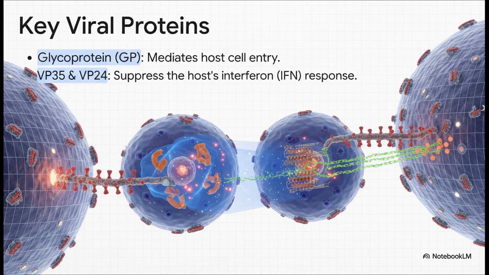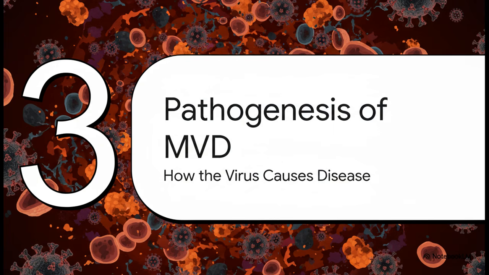Now, several of these proteins are key players in Marburg's virulence. The glycoprotein, GP, is like the virus's key. It's what lets it into the host cell. But once inside, VP35 and VP24 get to work on immune evasion. They actively fight the host's interferon response, which is a major part of our innate antiviral defense. Meanwhile, the VP40 protein manages the assembly of new virus particles, and the L polymerase gets busy copying the viral genome.